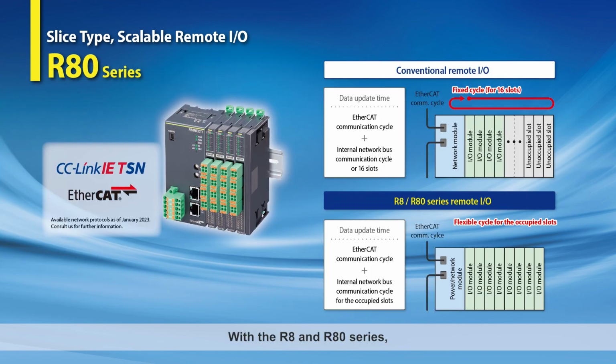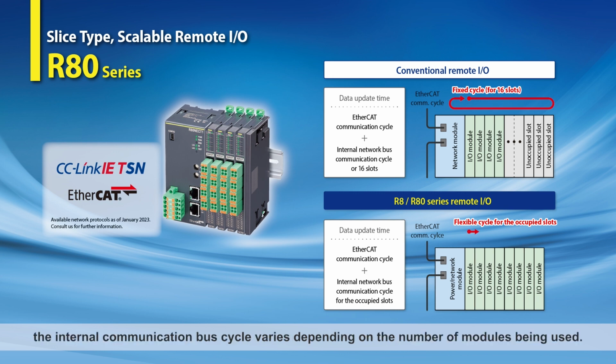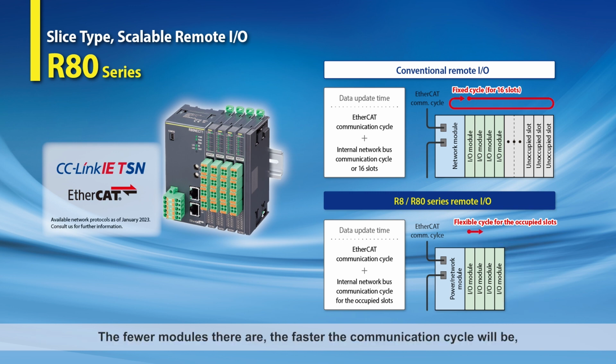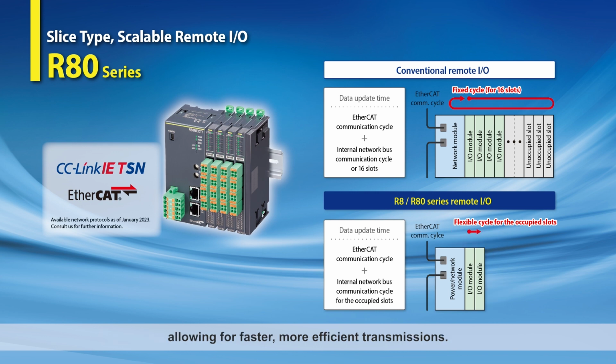With the R8 and R80 series, the internal communication bus cycle varies depending on the number of modules being used. The fewer modules there are, the faster the communication cycle will be, allowing for faster, more efficient transmissions. However, the internal bus communication speeds in the R80 series are faster.